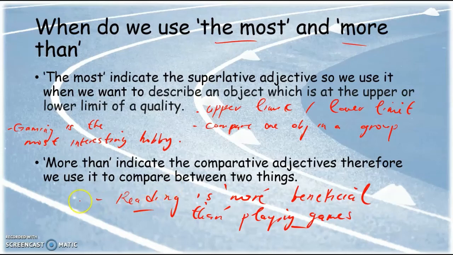So we use "more than" to compare between two things, and we use "the most" to compare an object with more than one object. In this example, we are comparing gaming with more than one hobby. I hope you are able to understand when to use "the most" and "more than" in a sentence.